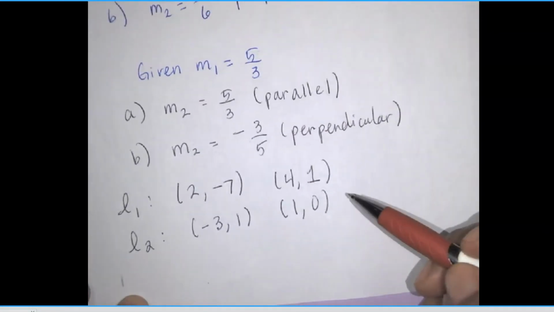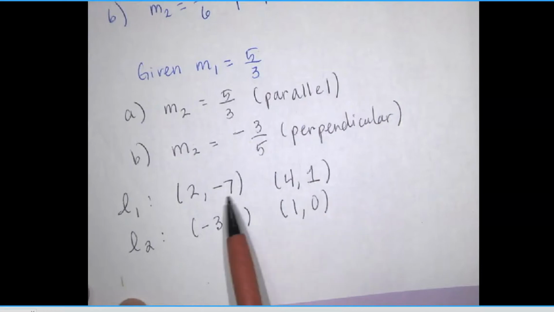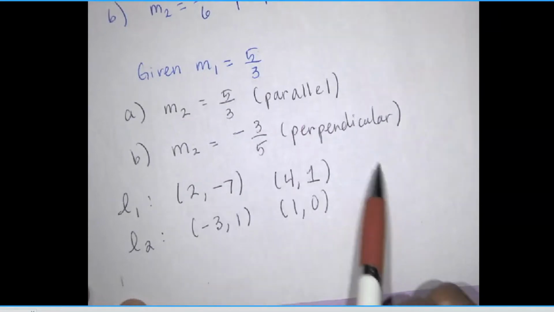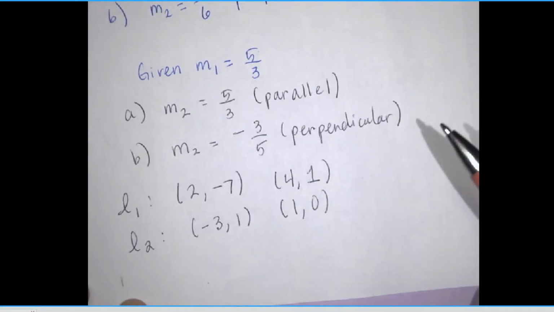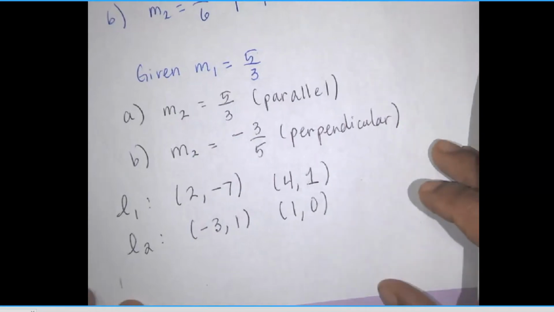So what we're going to have to do is, because we have these 2 points, what can we do? We can calculate the slope, right? So we'll do our y2 minus y1 over x2 minus x1, get this m slope for line 1, and then we'll get this slope for line 2, and then we'll figure out, are they parallel or perpendicular? That's how you determine.